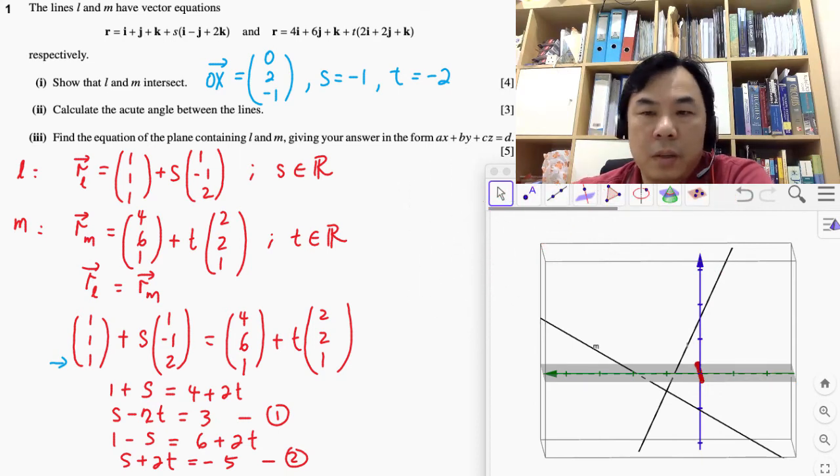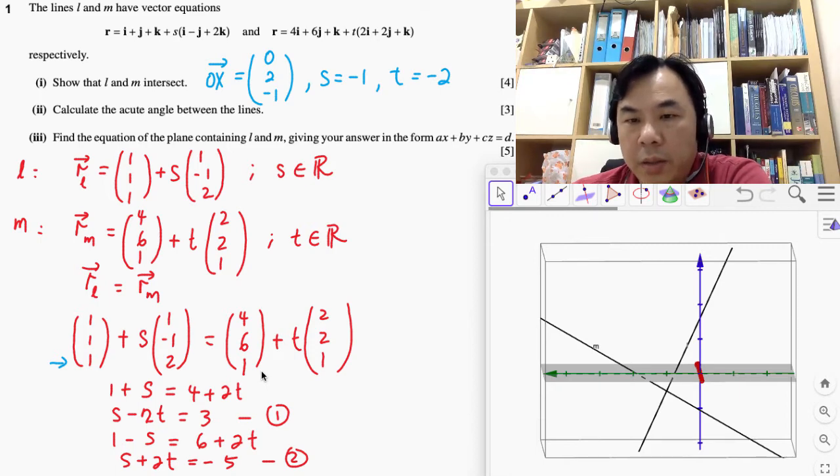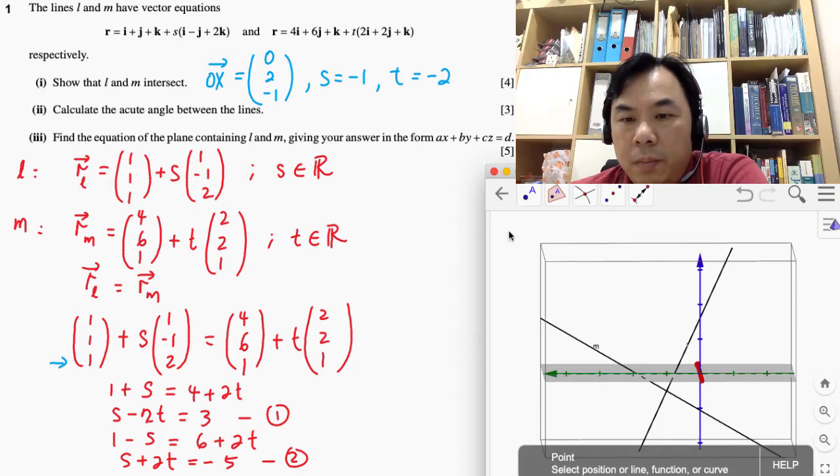Let me erase this so that it's clearer for us. Okay, now let's get back here. So this is where they intersect. Let's see whether the intersection point is the point that we have already found. I'm going to use the help of this software to figure out whether that is true or not.